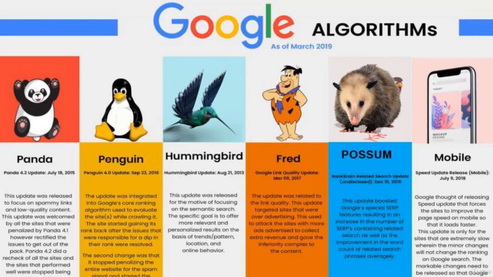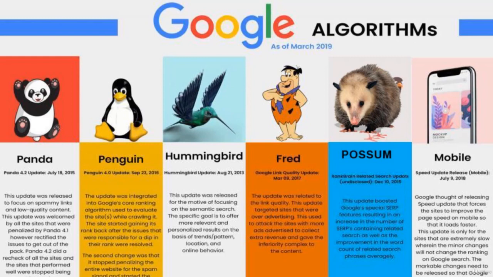Now there are Google algorithms, so many of them. If you are in SEO, you might know them as well. If you don't know, I'm just going to explain what these animals are and what they do. Google is releasing algorithm after algorithm in different versions.